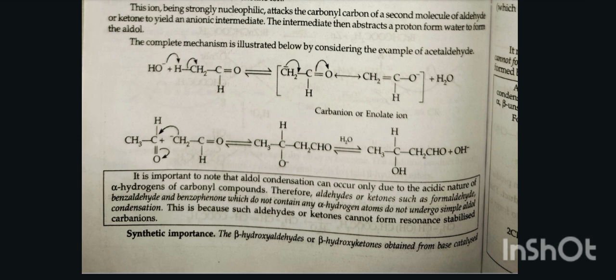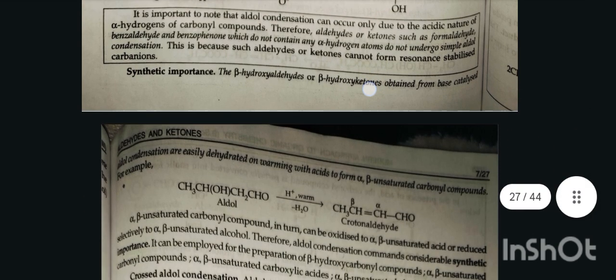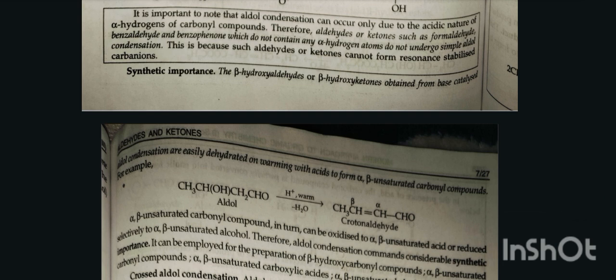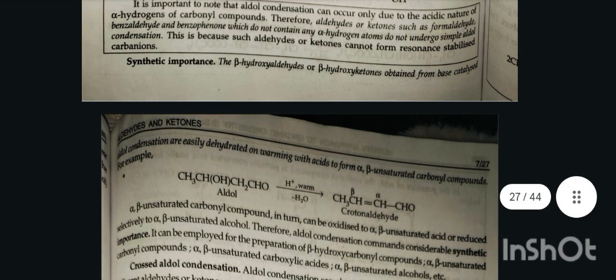The complete mechanism is illustrated below by considering the example of acetaldehyde. It is important to note that aldol condensation can occur only due to the acidic nature of alpha hydrogens of the carbonyl compound. Therefore, aldehydes or ketones such as formaldehyde, benzaldehyde, and benzophenone, which do not contain any alpha hydrogen atom, do not undergo simple aldol condensation. This is because such aldehydes or ketones cannot form a resonance-stabilized carbanion.